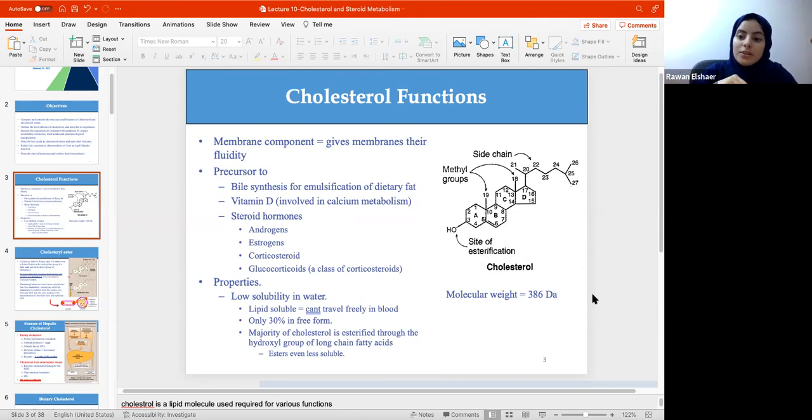Anything that's lipid soluble cannot exist freely in the blood or any fluid until it's bound to something like a protein, like a carrier protein, or packaged. In case of cholesterol, it gets packaged into lipoproteins. Did you guys take your lipoprotein lecture? Well, not yet.